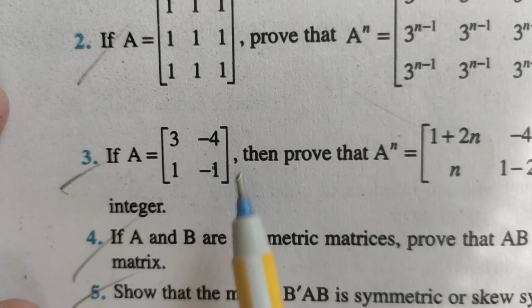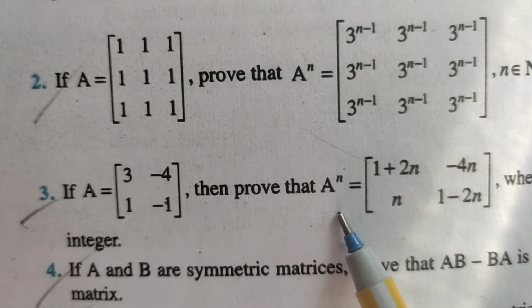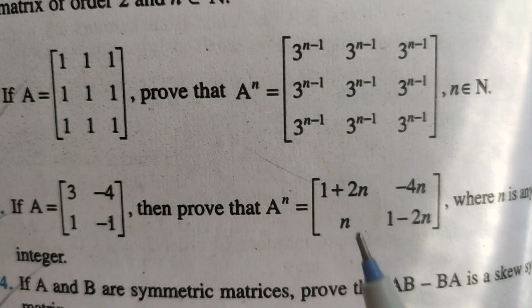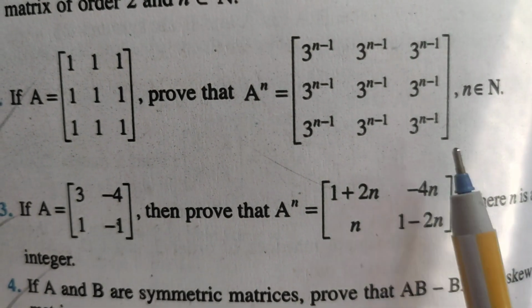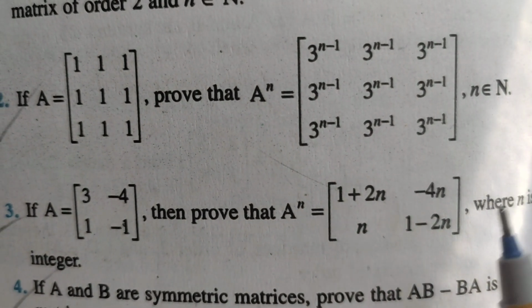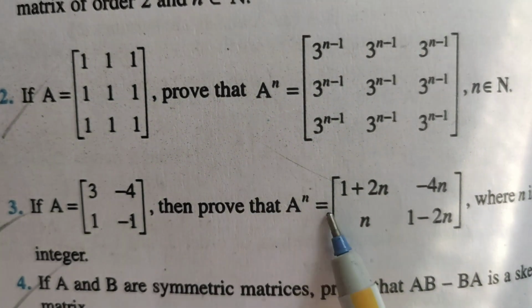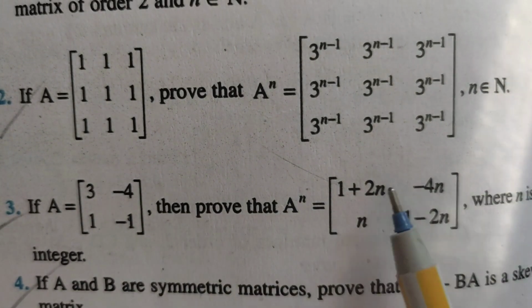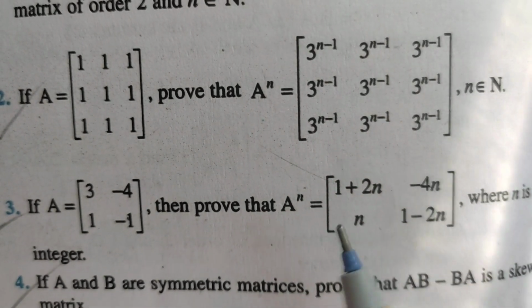The next problem, they have given A matrix. A is equal to 3 minus 4, 1 minus 1. Then they asked us to prove the result, which they have given as power n. So this will be proved by using mathematical induction. Let us follow the principle of mathematical induction for this problem also, because we cannot go on repeating the matrix n times. That is why we are doing this by using the principle of mathematical induction.